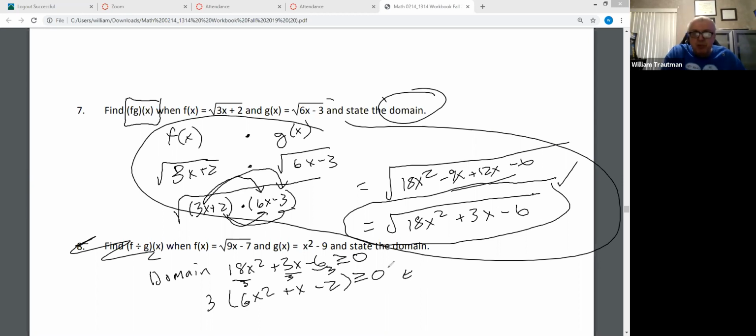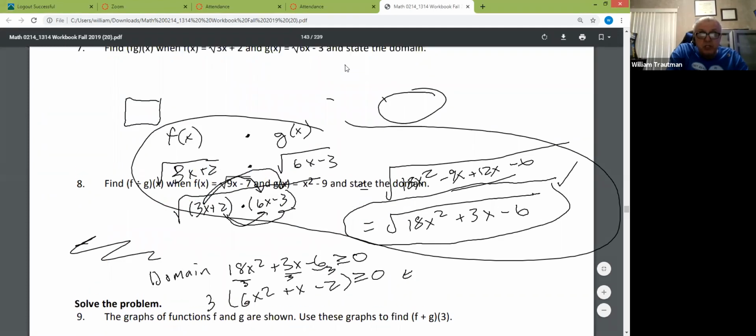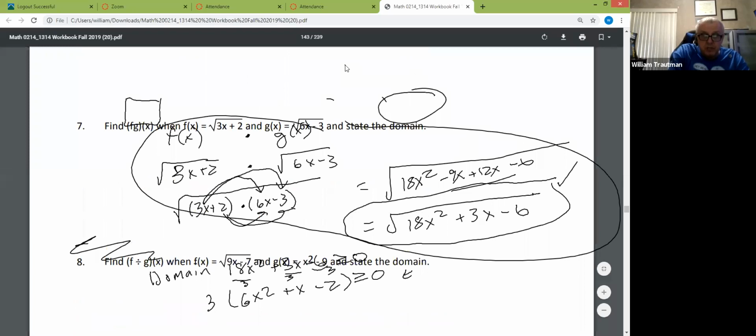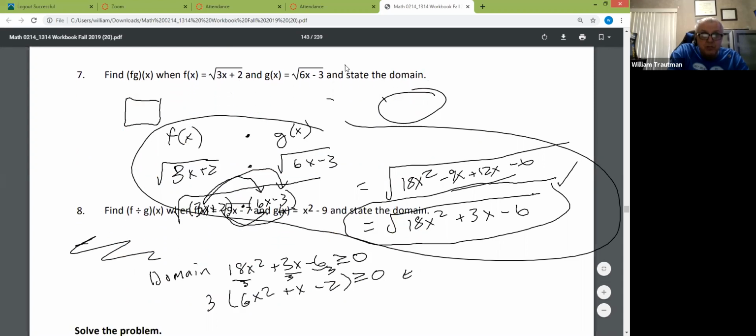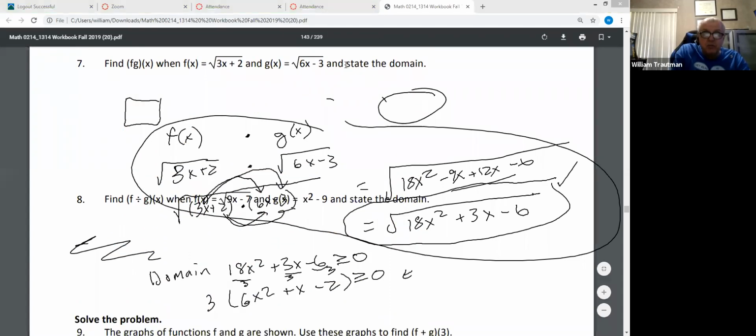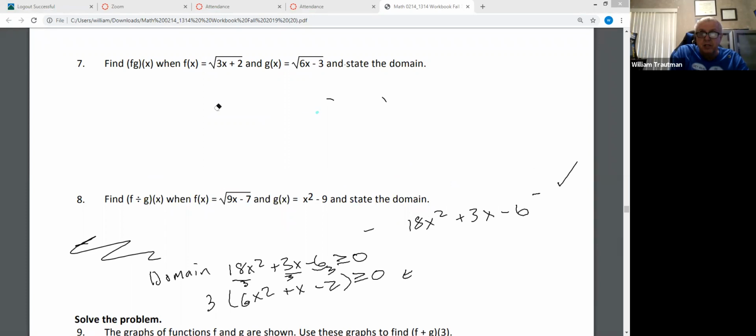I don't think this domain problem is on the test, but I need to make sure I do it at least. So let's see if we can do it. So I'm going to erase that and bring this up. Let me just erase this part. So this is where we're at.